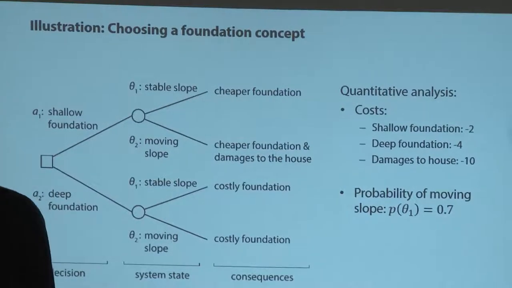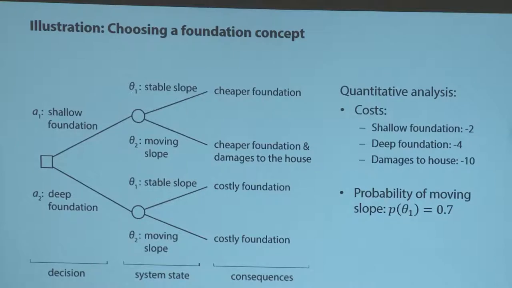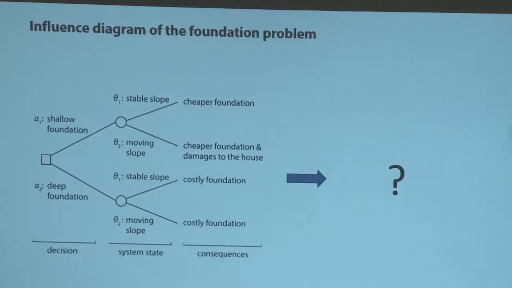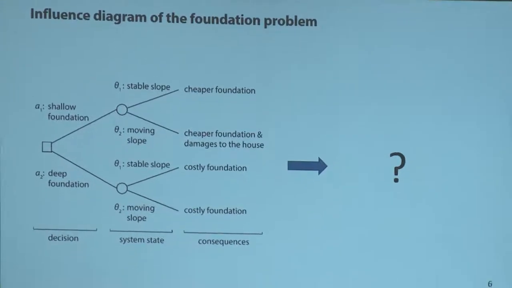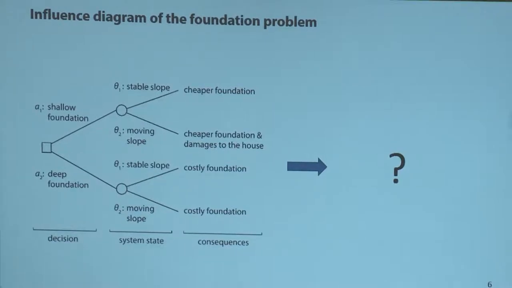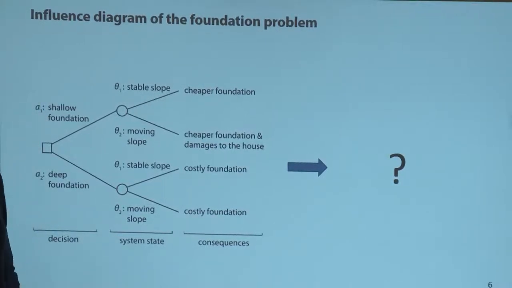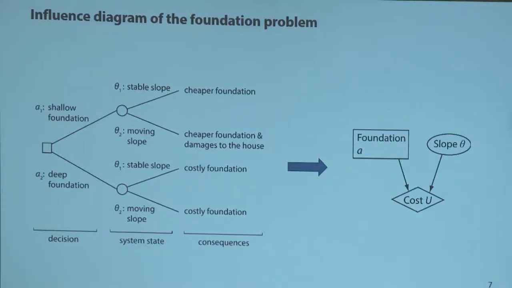Good. And now let's continue and make an influence diagram of this problem. Obviously, it's a very simple problem, so I would use this decision tree here, it's completely fine. But now, how does the corresponding influence diagram look like in this example? I'll give you the answer. The influence diagram looks like this. Very simple.